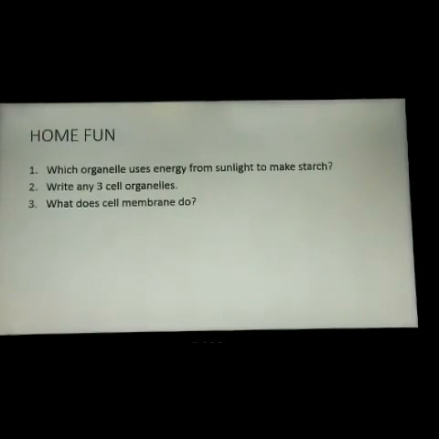So now let us move into our today's homework. Your first question is, which organelle uses energy from sunlight to make starch? Your second question, write any 3 cell organelles. And your third question, what does cell membrane do?